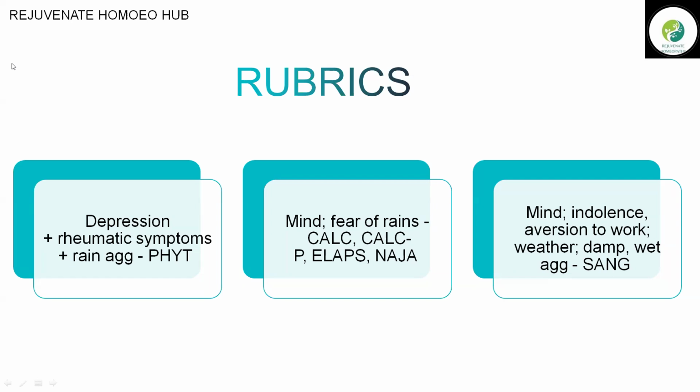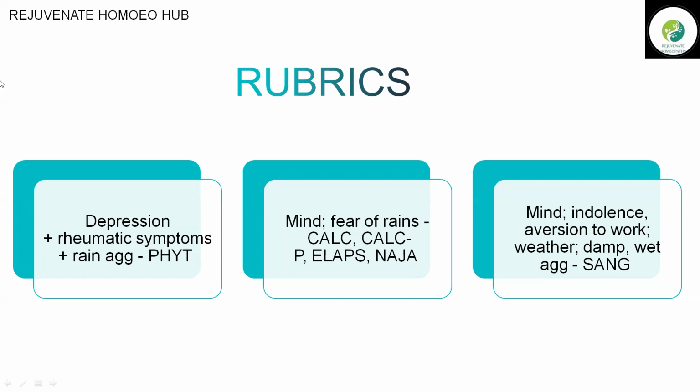In the repertory, he mentions such types of rubrics very clearly. So here you can see depression with rheumatic symptoms and with rainy aggravation. The remedy is Phytolacca. And in rheumatic symptoms, the main sensation or type of pain in Phytolacca is electric-like leg pains. That is the key indication of Phytolacca.